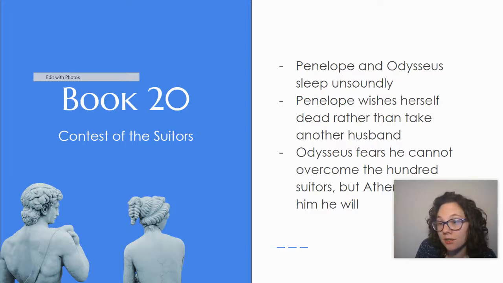Odysseus, likewise, is also sleeping badly. He's racked with fear that he and his son and the few people that are faithful to him will not be able to overcome the 100 suitors. But Athena assures him that this is his destiny and he has the backing of her, the goddess of war and wisdom. So she assures him that he's going to be successful, and that gives him enough confidence to proceed, and she helps him sleep that night.